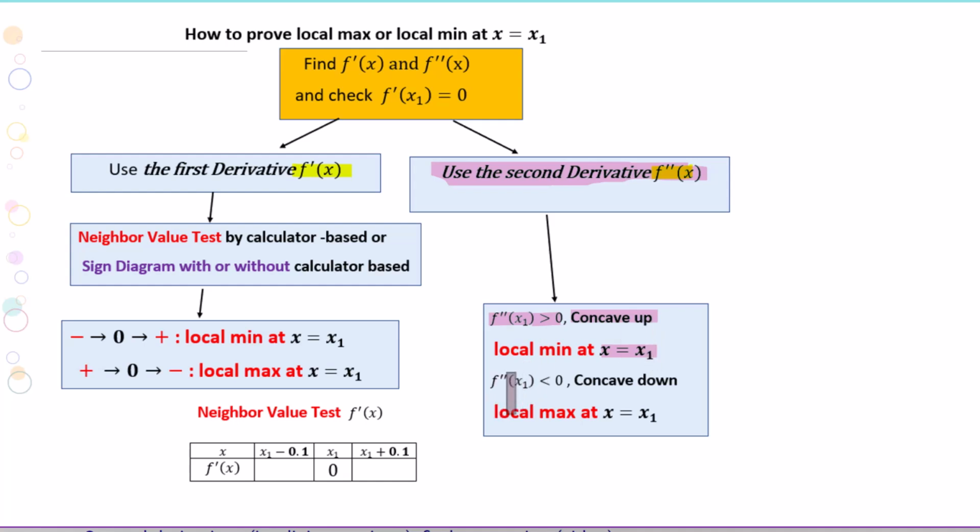If f double prime of x1 is less than 0, concave down, conclusion: local maximum at x equals x1. If you use the first derivative, either use the neighbor value test for f prime of x, or you use the sign diagram for the first derivative function.